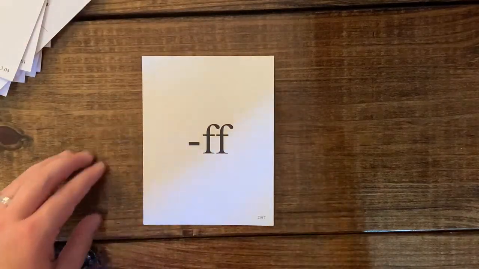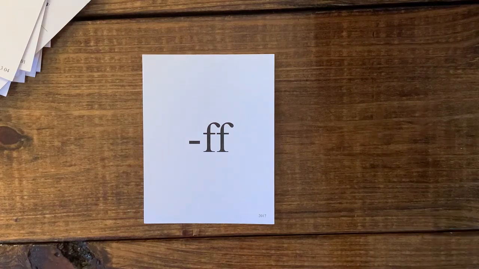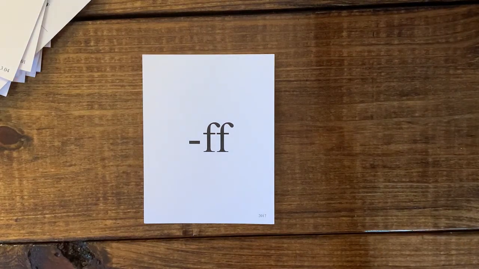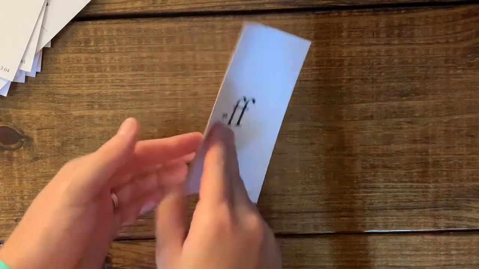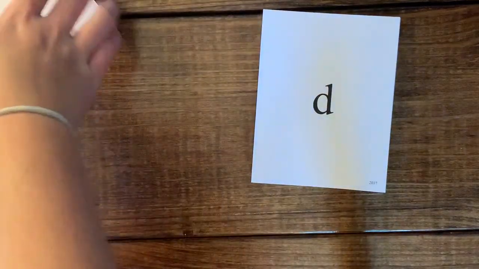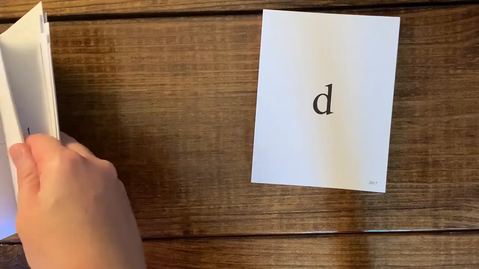All right, last but not least is f. At the end of a one-syllable word, after one short vowel, f is spelled F-F, like off. All right, perfect job, guys. That was excellent. You guys did an awesome job with the extra magic E cards at the beginning.